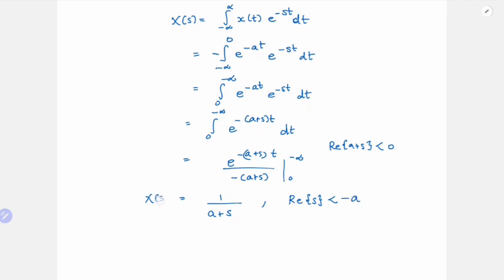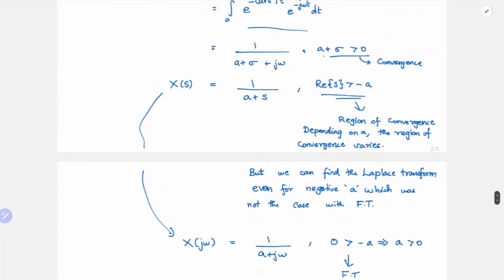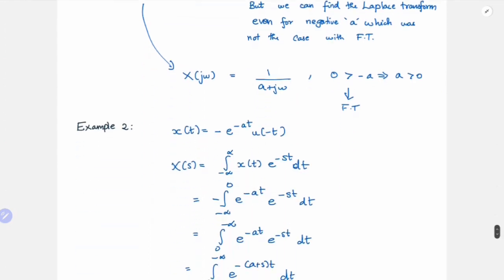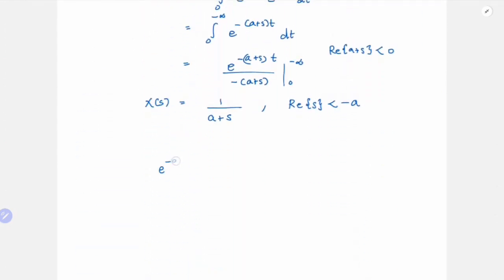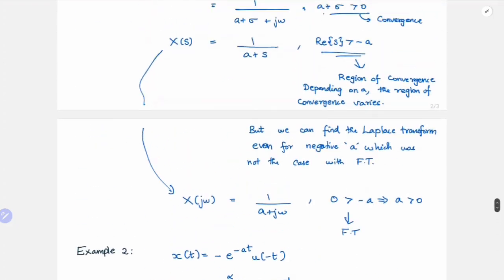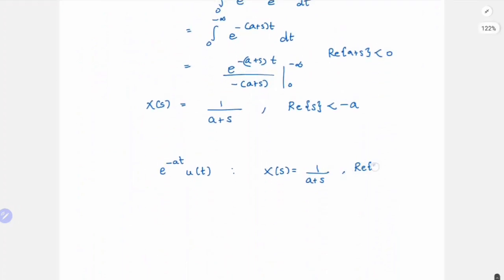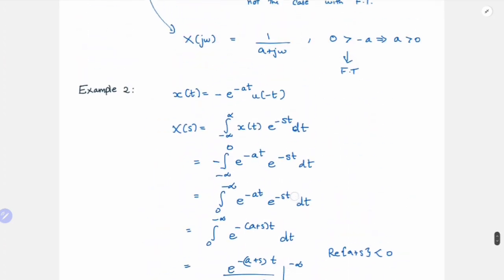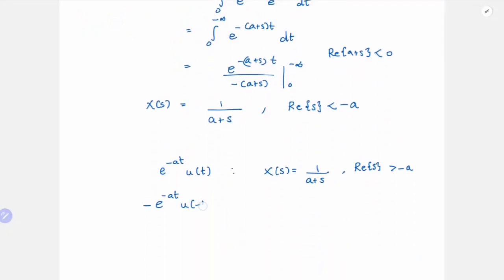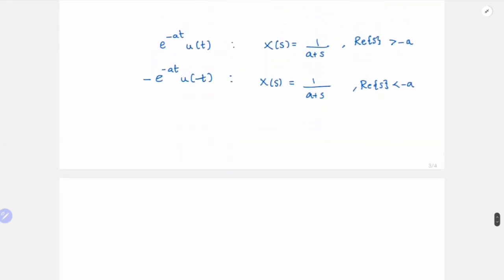So does this result seem similar to you? Let's go back. So here also we got the same result, right? So to summarize, let me just write it here. For e power minus at u of t, we got X of s as 1 by a plus s, right? And what was the region of convergence? Real of s greater than minus a. And for e power minus at, correct, u of minus t, what did we have? X of s is equal to 1 by a plus s. Again real of s we had less than minus a. So this algebraic expression is the same.